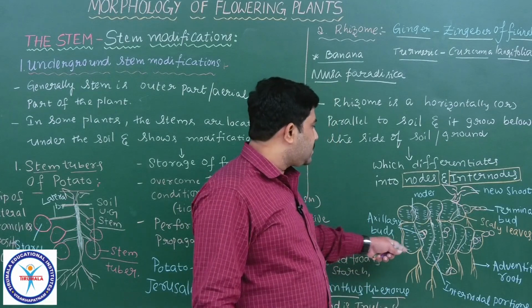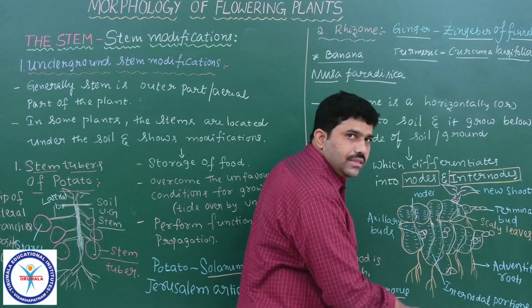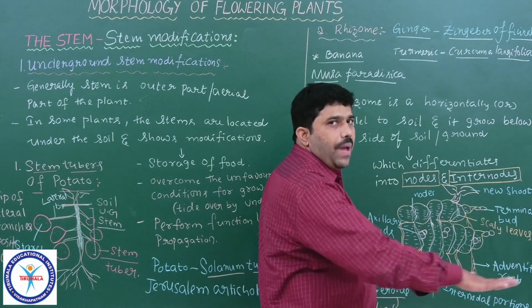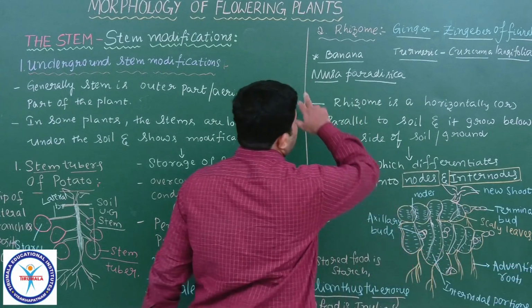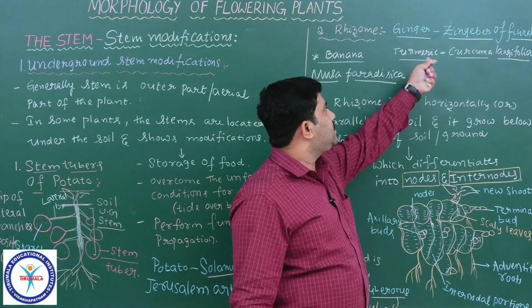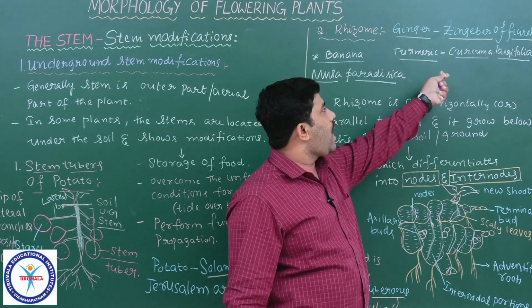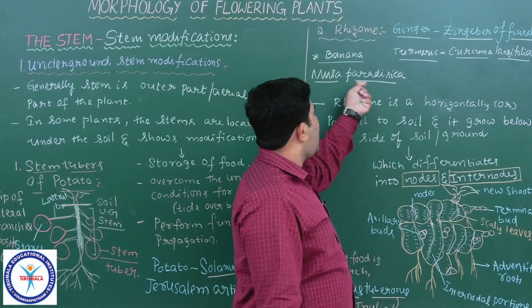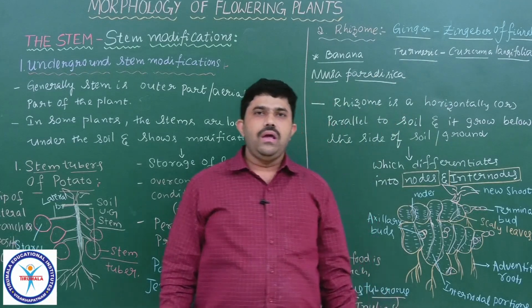So this type of structure which crawls under the soil in a horizontal manner, or parallel to the soil surface, is called a rhizome. This type of rhizome we see in plants like Zingiber officinale, like ginger, and Curcuma longa, like turmeric, and Musa paradisiaca, like banana. Now you got the point.